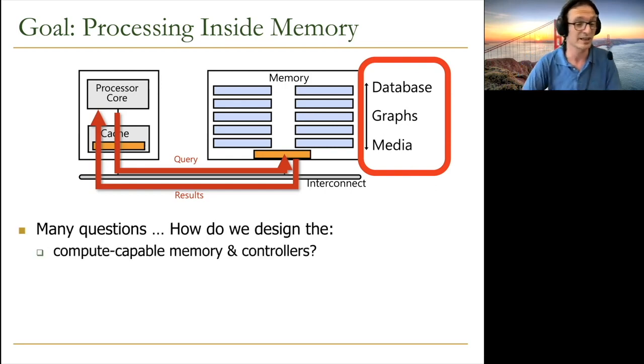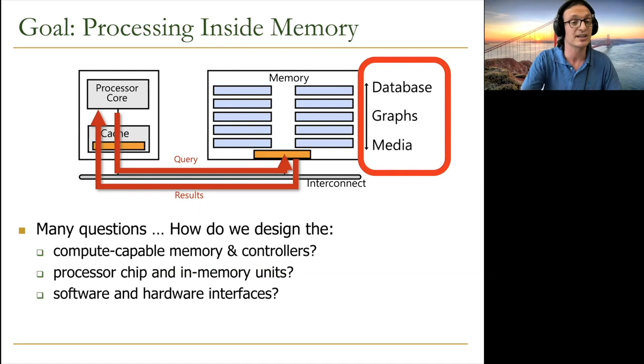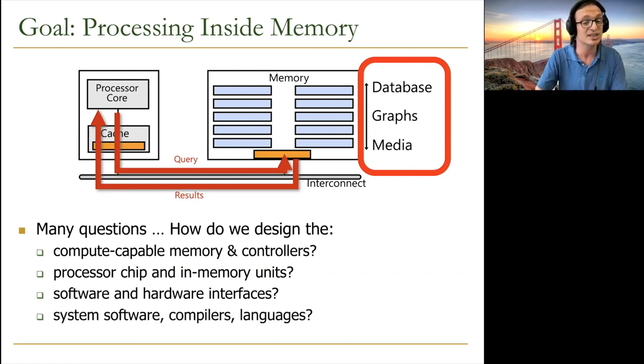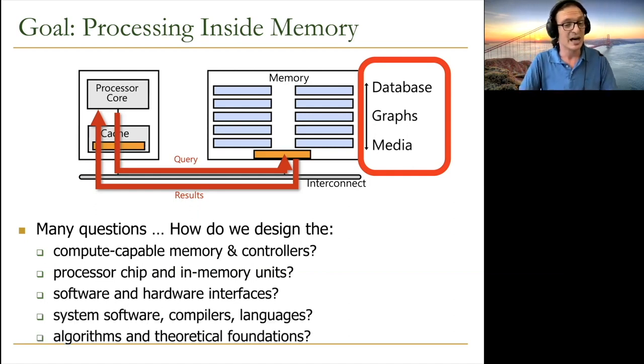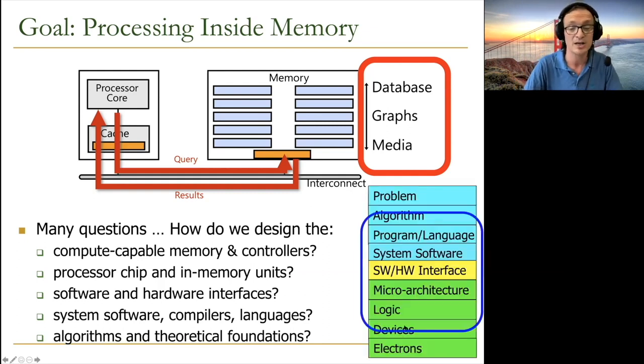There are many questions here. How do we design the compute-capable memory and the controllers? How do we design the processor chip and the in-memory units after this? How do we design the software and hardware interface to enable this? How do we design the programming languages, compilers, and system software to enable this? How do we design our algorithms and map them to the in-memory processing substrate? And how do we rethink the theoretical foundations of computing? So this is an across-the-stack problem, going all the way from devices that can compute, logic that can enable computation, microarchitectures that can enable computation, interfaces that can enable pushing of computation to memory, system software, languages, and algorithms that can enable this. Theoretical foundations, I will also talk about this.